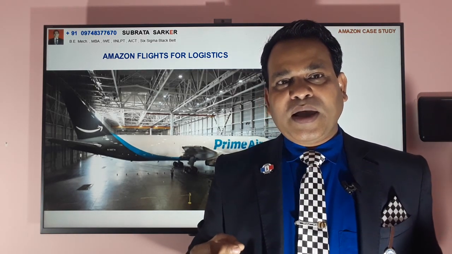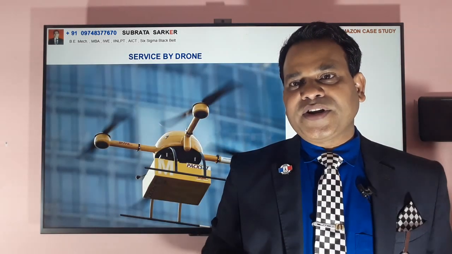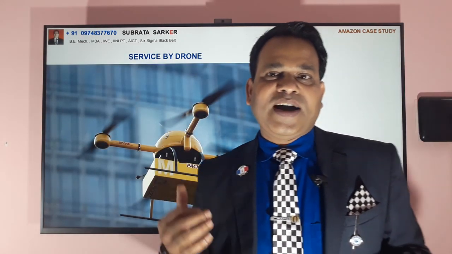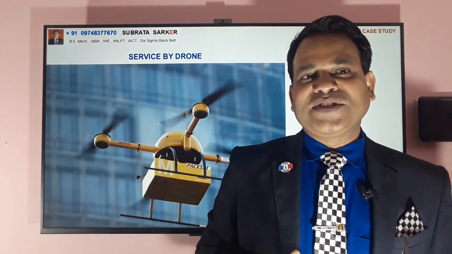Even in many places, like remote places, they deliver their products with unmanned vehicles, which we conventionally call drones. So these are the equipment Amazon is using.